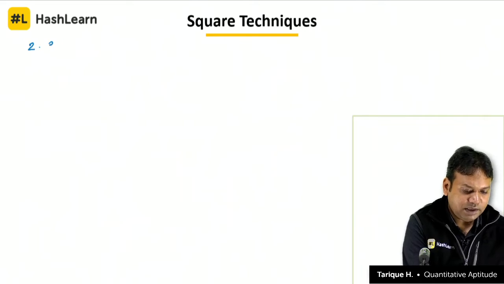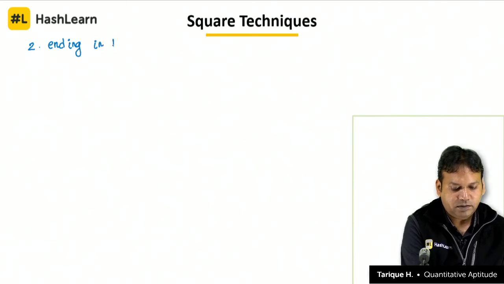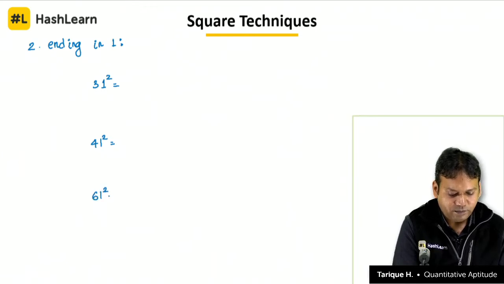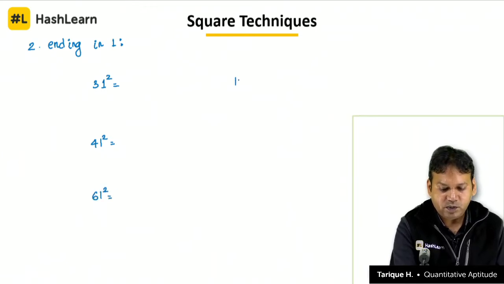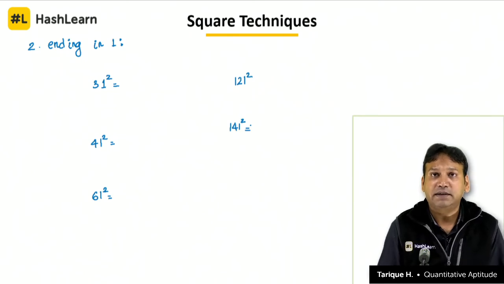Second technique is for numbers ending in 1. If a number is ending in 1, suppose for example you have to find out what is 31 square, what is 41 square, or let's say 61 square. Or if you want to find out what is 121 square or 141 square. Now you can calculate 31 into 31 and get the answer, but what is the fastest way of doing it?